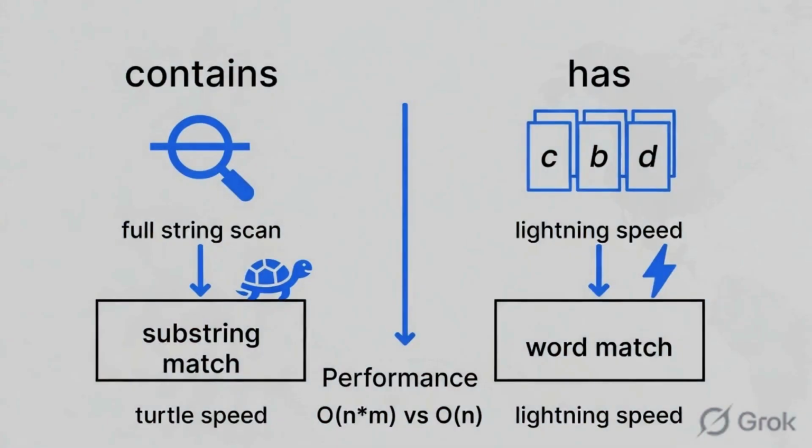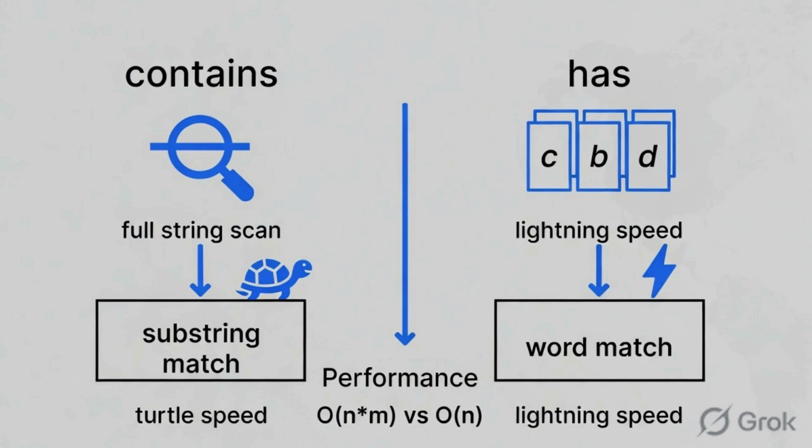Look at this side-by-side diagram. It makes the contains versus has difference crystal clear. On the left is the contains path. Full string scan icon with a little turtle crawling along. It checks character by character for any substring match. Slow on big data, no shortcuts, just brute force.